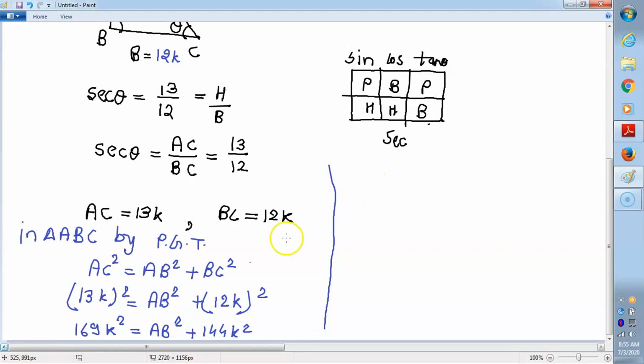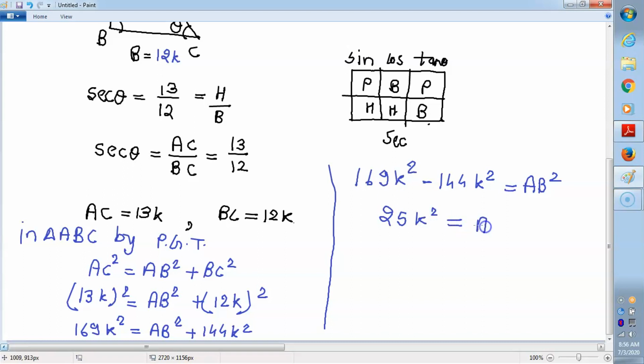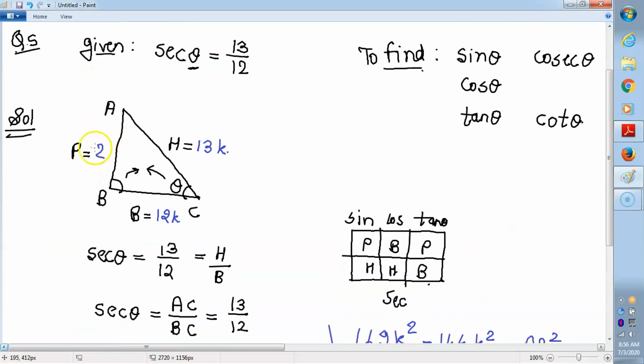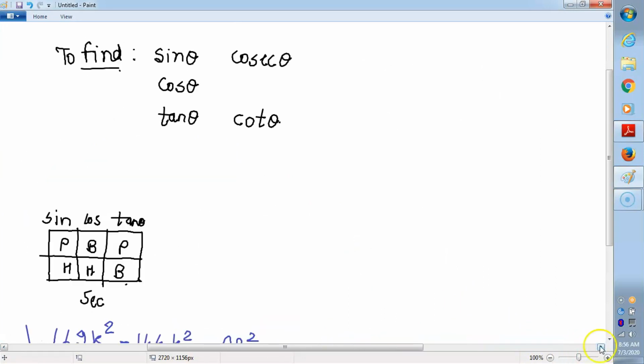Now solve it. Transfer 144k square to the other side. We get 169k square minus 144k square equals AB square. When we subtract these two terms, we get 25k square equals AB square. Now take the square root on both sides. The square root of 25 is 5, so 5k equals AB. In this way, AB is known. Now in our diagram, AB is 5k. This means perpendicular is 5k, base is 12k, hypotenuse is 13k. Now we can calculate all the trigonometric ratios easily.